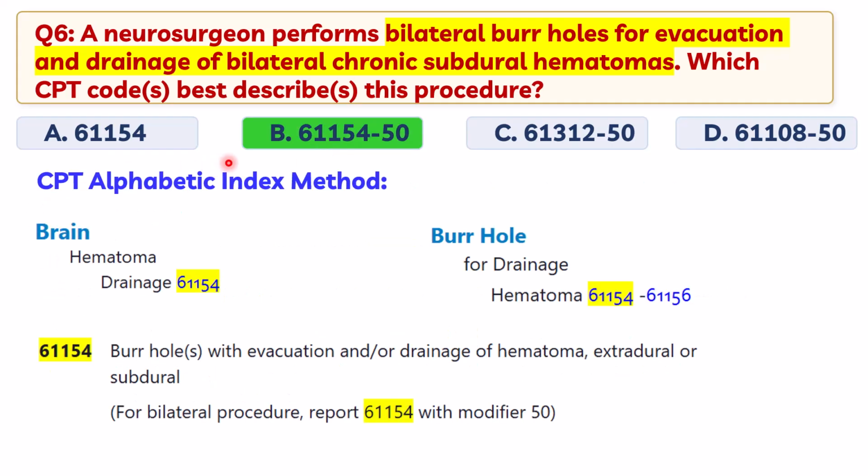So if you want to find the answer using the CPT alphabetic index, you can use several methods. When you want to find the answer using the organ method, first go to the organ, the brain, then go for the subterm hematoma, then go for the subterm drainage. It will lead you to the following code. Or else you can use the procedure method. So here this is the Burr hole procedure. So go for the main index term Burr hole, then go for the subterm drainage, then go for the subterm hematoma. It will lead to the following code series. Again come back to the tabular list and confirm. Once you confirm, the correct answer will be answer B.